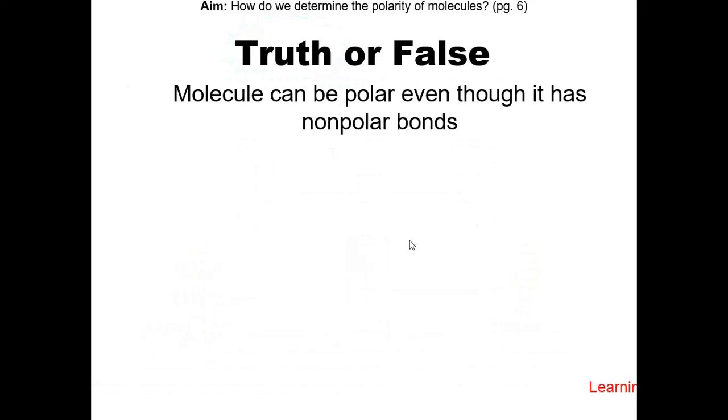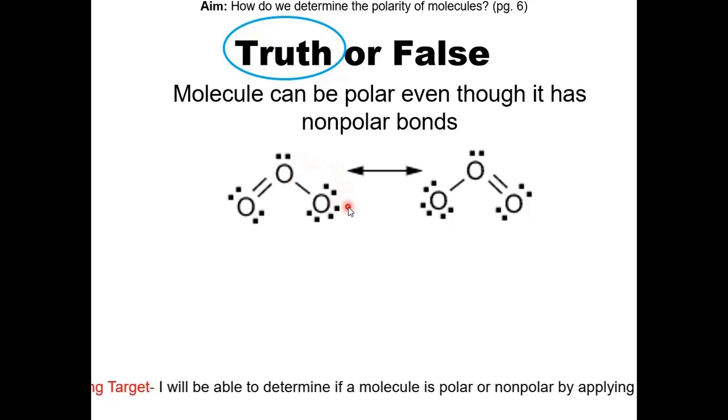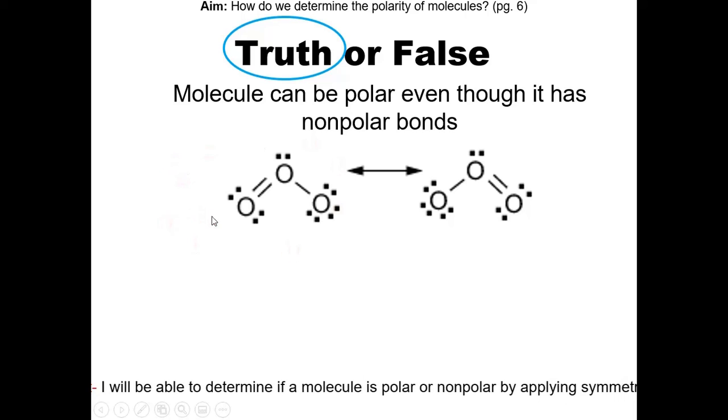Here's another statement. A molecule can be polar even though it has nonpolar bonds. Take a moment to think about it. So this is also a true statement. An example of this will be ozone. So ozone is a polar molecule even though it has nonpolar bonds. So O-O, which is the same element, is a nonpolar bond, but the molecule itself is polar.